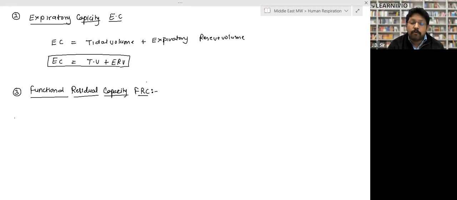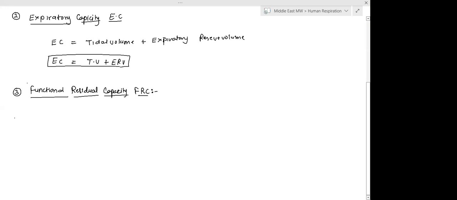So the volume of air that remains inside our lungs, even whenever we normally expire, is called functional residual capacity. That residual volume of air which remains inside the lungs after expiration is the functional part. Is it clear? Yes.